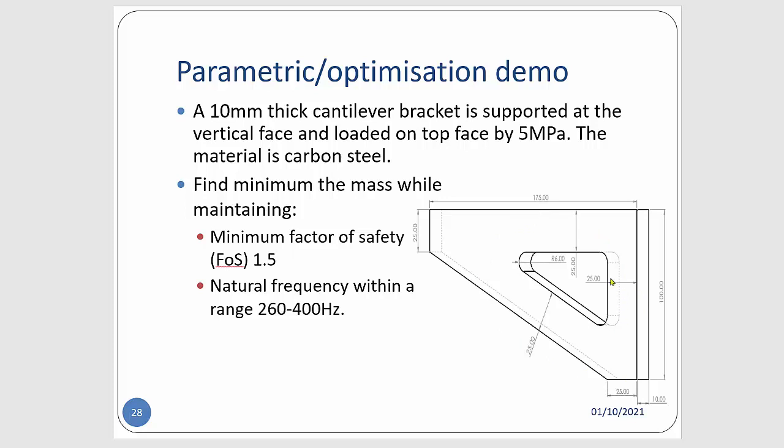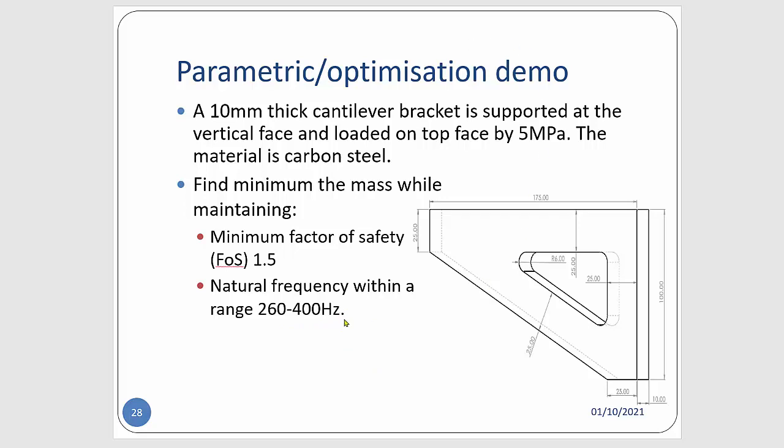So the goal of this demo is to find the minimum material used in this bracket and maintain two constraints. The first one is the minimum factor of safety has to be 1.5, and the natural frequency of the bracket is in the range of 260 Hz to 400 Hz.